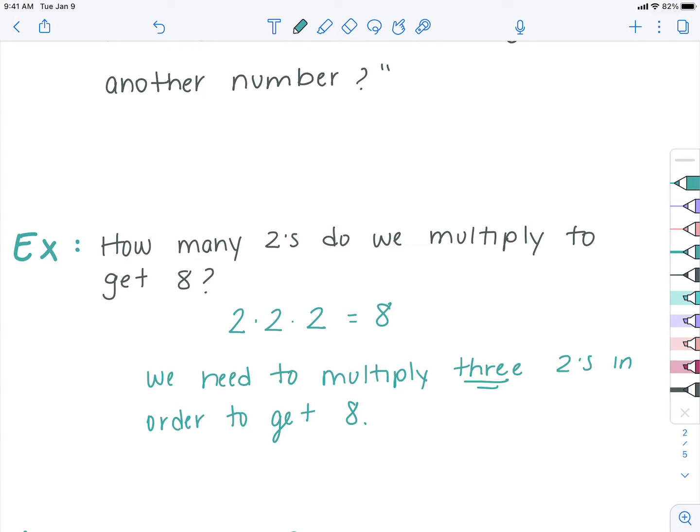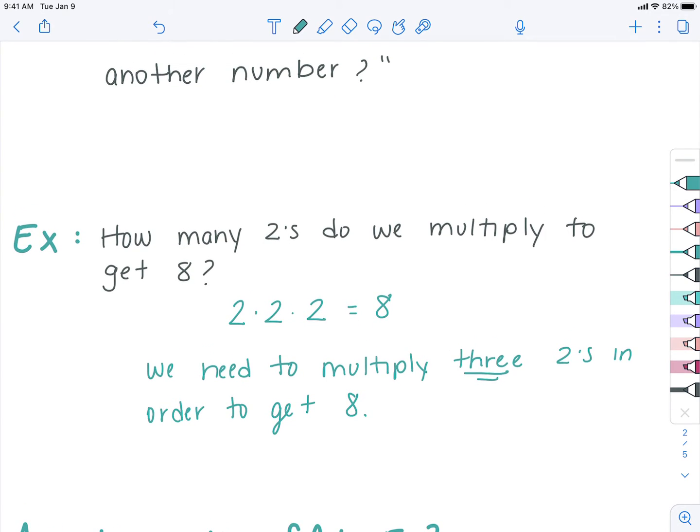But we know in math we don't love writing things in lots of words, so instead of having to write out like we need 3 2's to multiply to get 8, we came up with a symbol for it, and our notation for it is just log. So let's look a little bit further at how I could write this. So I know that 2 times 2 times 2 is really the same thing as saying 2 to the third equals 8.